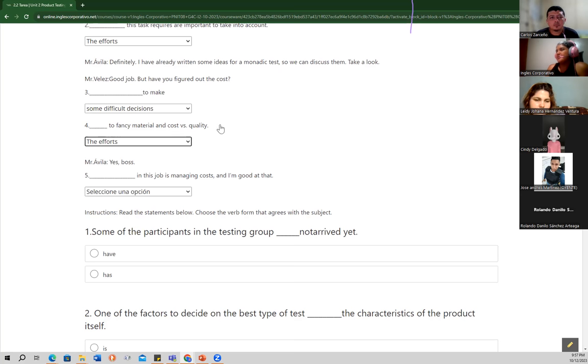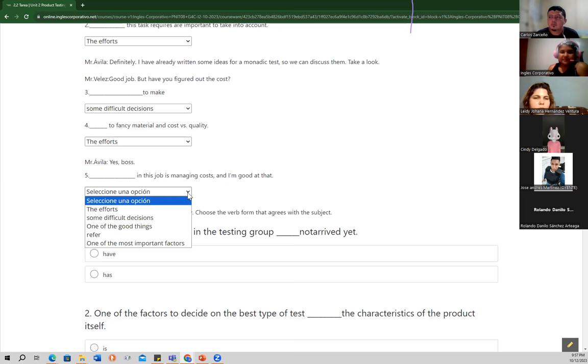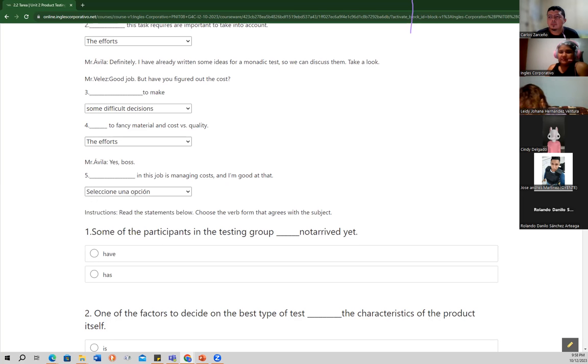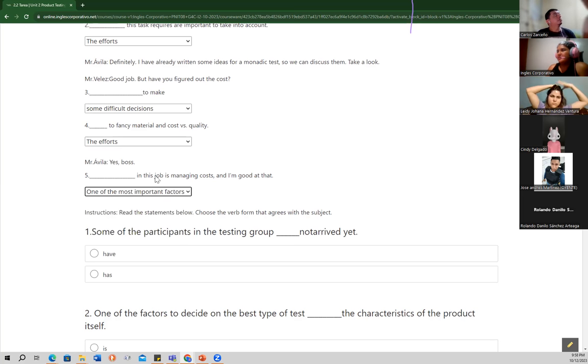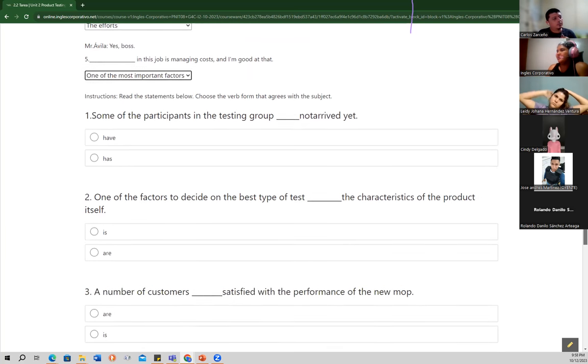Refers to fancy material. Number five. One of the most important factors. Okay, good. Take notes in order, you can do it, okay?